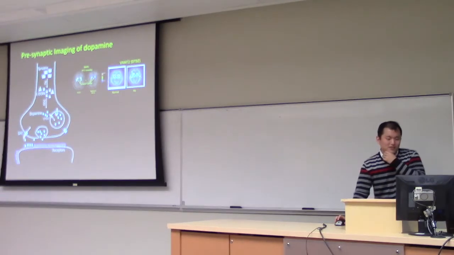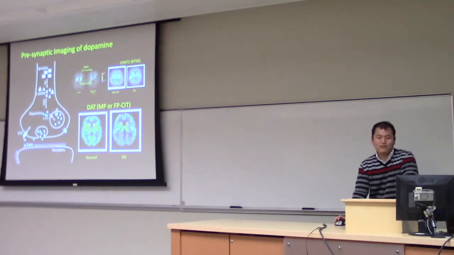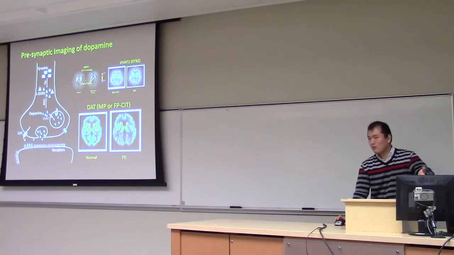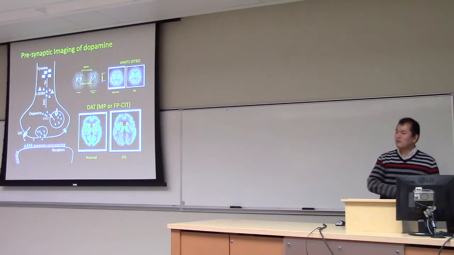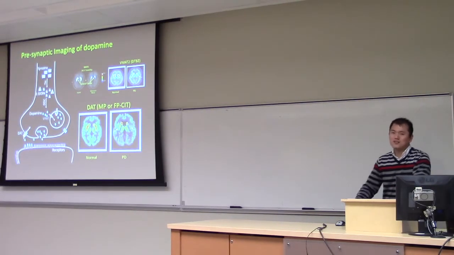And if you inject methylphenidate, or FDG-PET, which binds to the dopamine transporter, same story. Dopaminergic cells are dead, so there's no place to bind. So the binding potential of the dopamine tracer, for example, is very low compared to the normal controls in patients with Parkinson's disease.